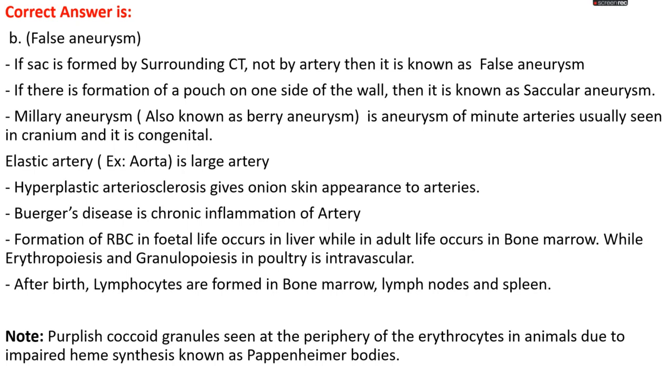Okay, formation of RBC in fetal life occurs in the liver, while formation of RBC in young or adult life occurs in bone marrow, while erythropoiesis, which is the formation of erythrocytes, and granulopoiesis in poultry occurs intravascularly, which is within blood vessels. Okay, after birth lymphocytes are formed in bone marrow, lymph node, and spleen. Okay, purple colored round granules seen at the periphery of the erythrocytes in animals due to impaired heme synthesis are known as Pappenheimer bodies.